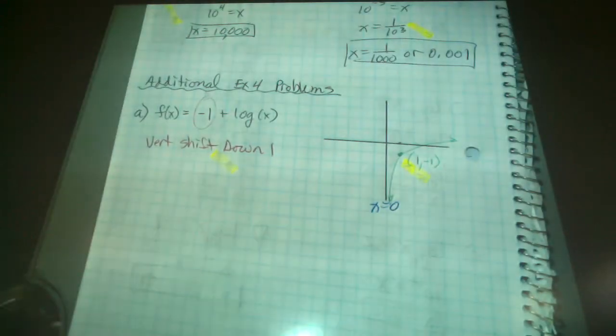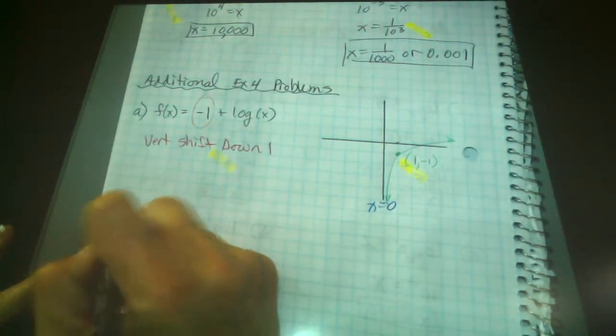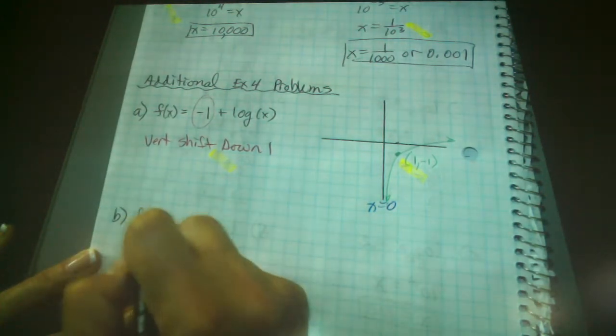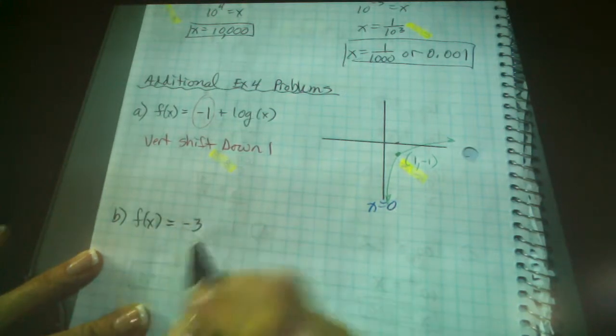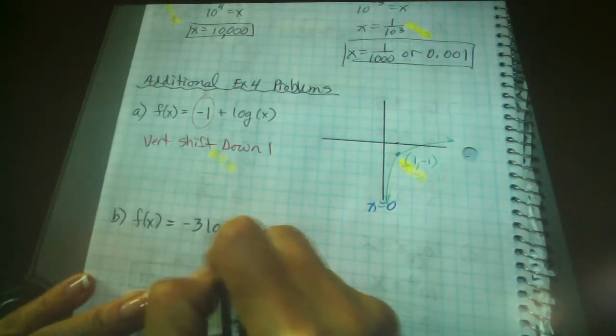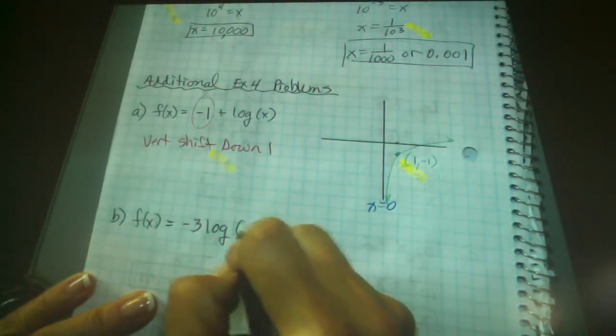This one has several translations. f of x is equal to negative 3 times the log of negative x.